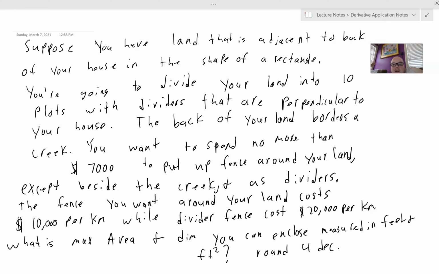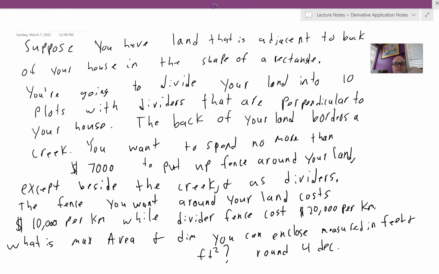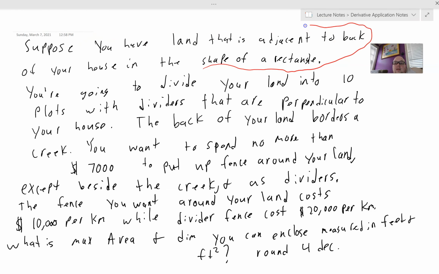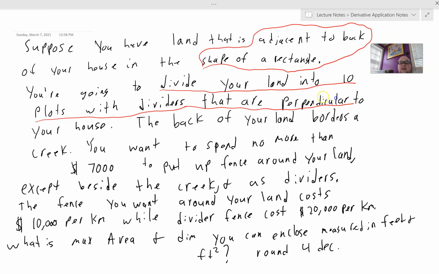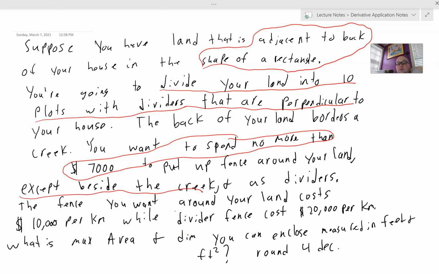So, a lot of information going on. So, let's break it down. First thing, we're told we have a shape of a rectangle that is adjacent to the back of our yard. We're also told we're going to divide the land into 10 plots with dividers that are perpendicular to the house. We're also told that you want to spend no more than $7,000. You're not going to put any fence along the creek, but you are going to put fence up for dividers, and then you're told the cost.